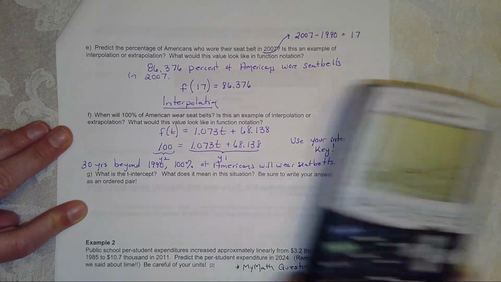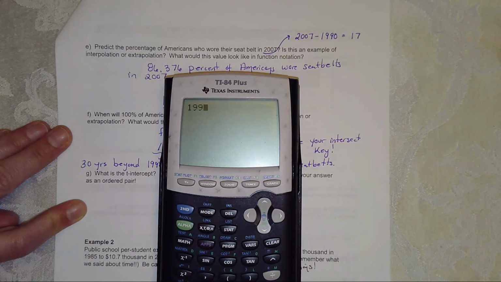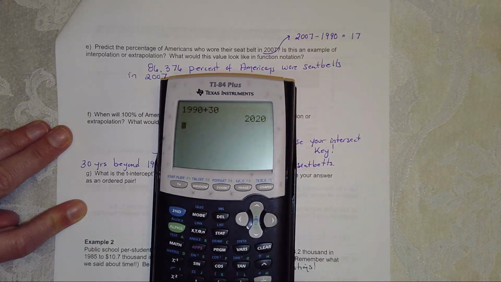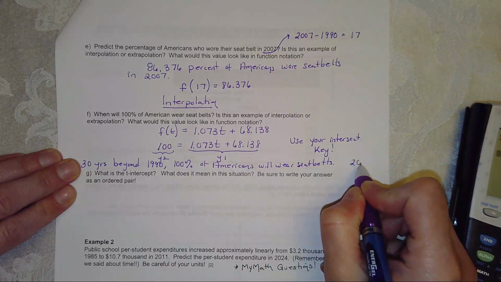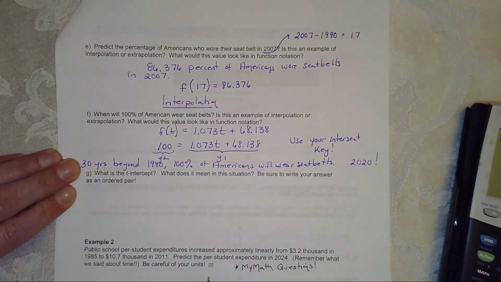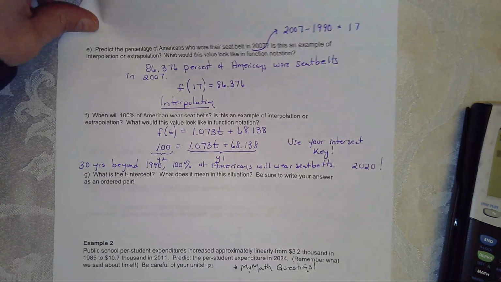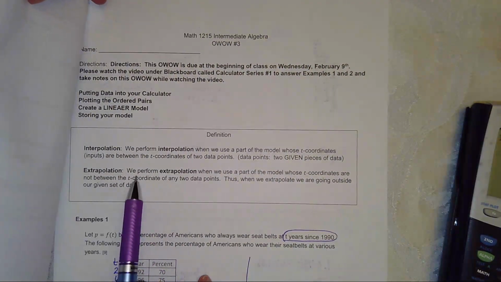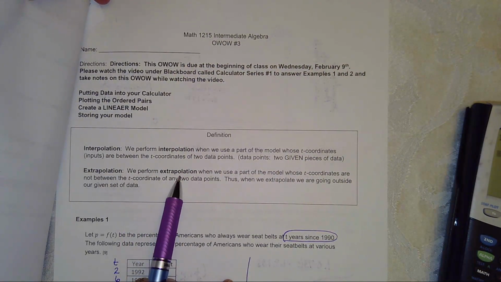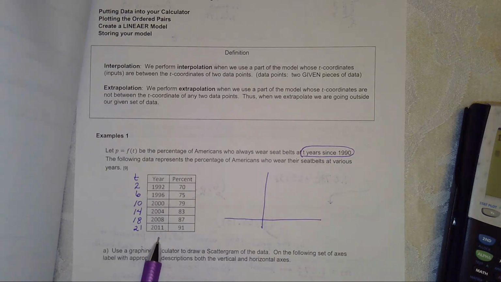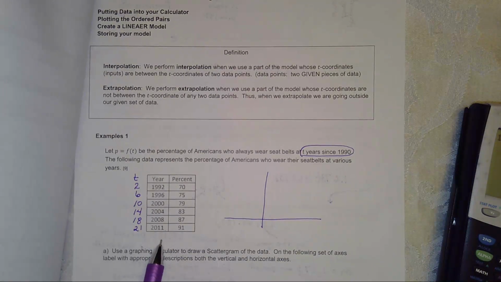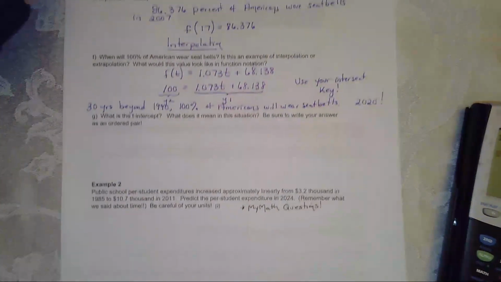Okay, let's see. What year is that? 1990 plus 30. So in the year 2020, according to this model, everyone wore seatbelts 2 years ago. That's the year. So hopefully you are thinking, this might be a good example of model breakdown. And it is because we're outside the bounds of our data. And when we go way out, that's what's called extrapolation. We extrapolate when we're outside of our data. So do you see 2020 is way outside of the data? So sometimes when we extrapolate, that's when model breakdown occurs.